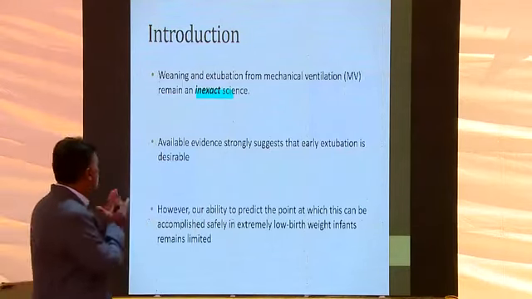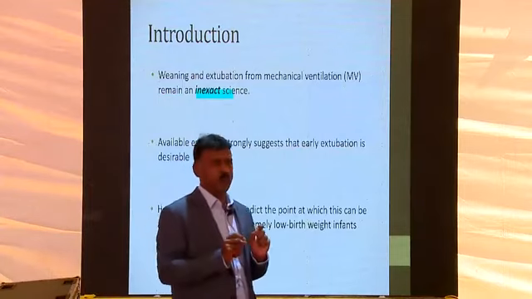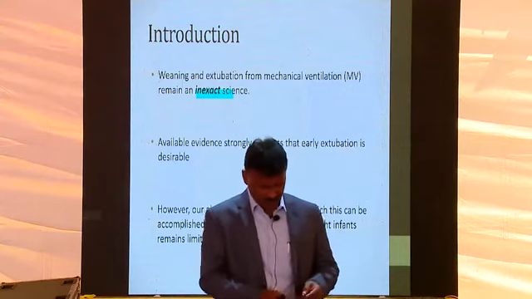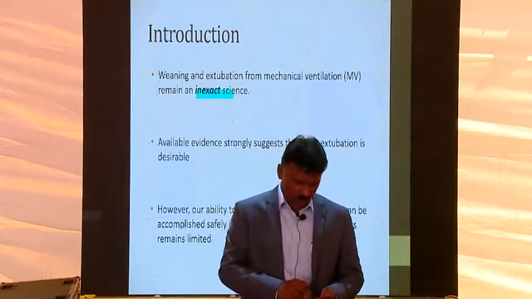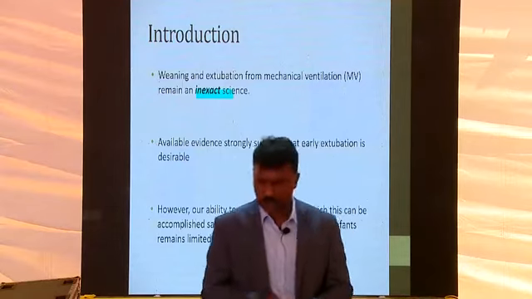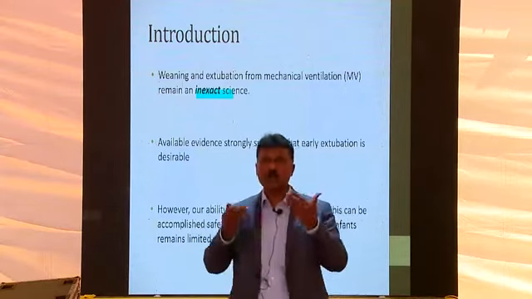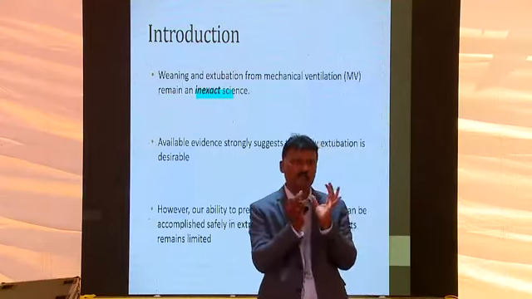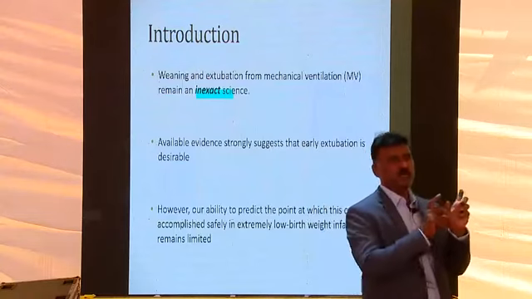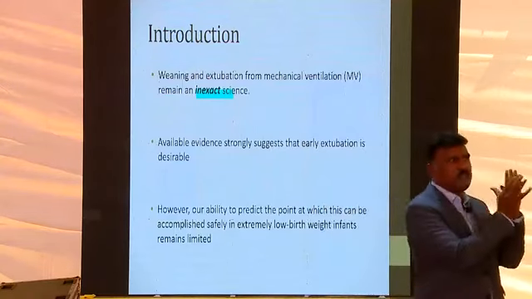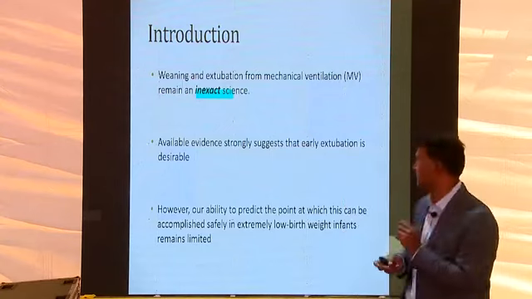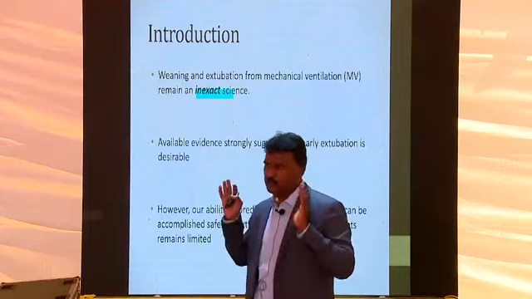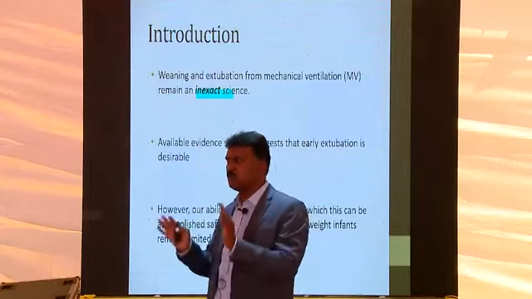Now, weaning and extubation remain an inexact science, is what I've written. What I mean by inexact is that nobody knows when, how exactly, we should wean. Nobody knows at what point I should take the baby out of the ventilator. See, we all know that early extubation is good. We ourselves do not want the baby to spend more time on the ventilator.